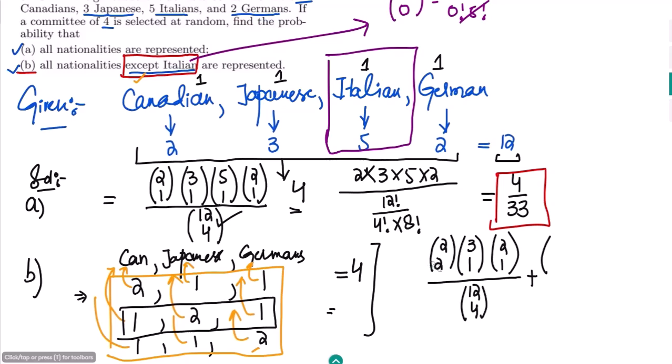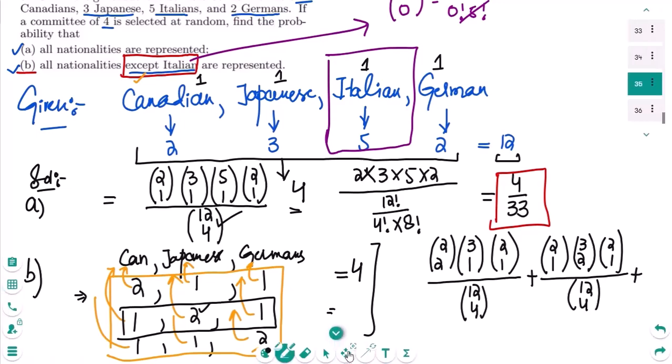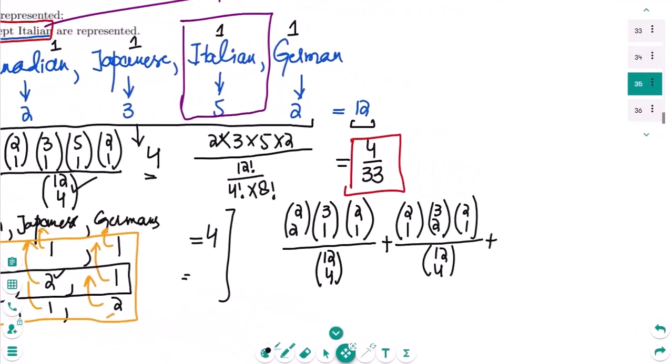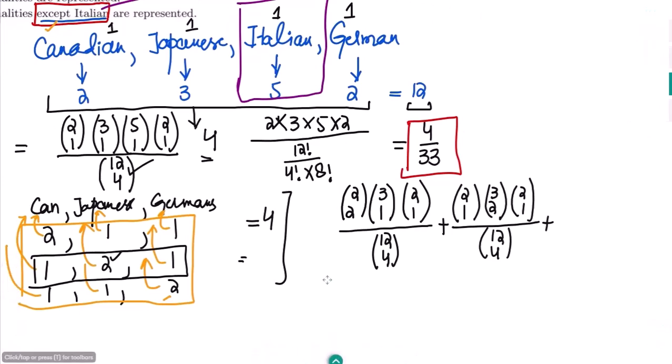Writing it here again, the total number of Canadians is 2, the total number of Japanese is 3, the total number of Germans is 2. From it I have to select 1 from the Canadian, 2 from the Japanese, and 1 from the German, whole divided by 12 choose 4. Plus, let me move here as well. Now we can see that we have the third combination, 1, 1, 2.